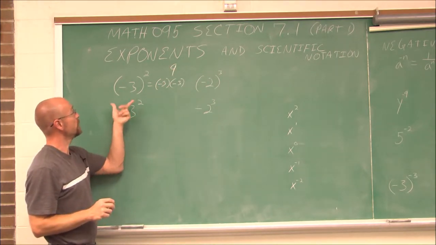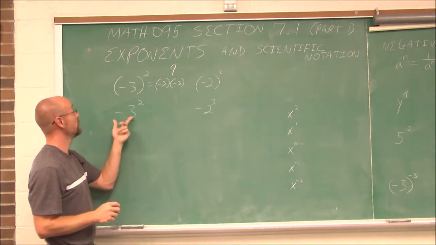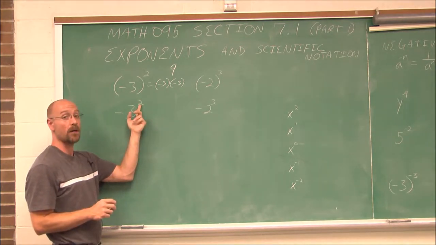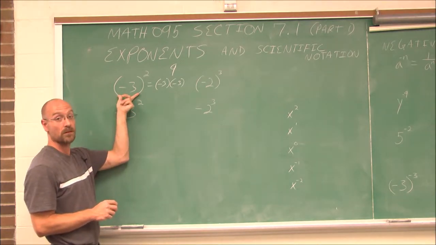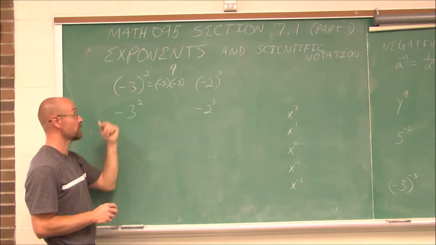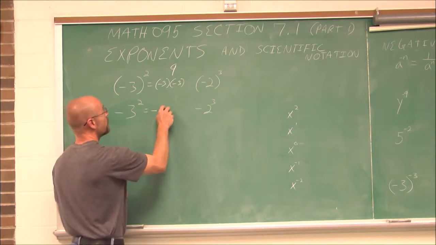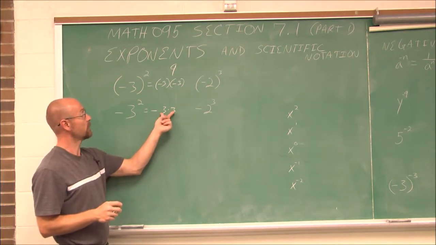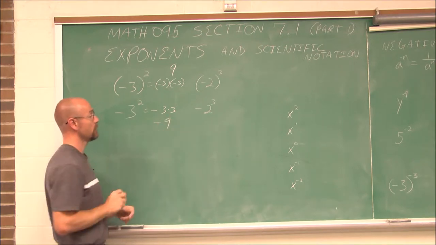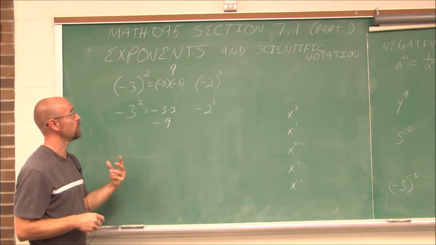Now here, it looks similar, negative 3 squared. But when we have a power, it only applies to what it's adjacent to if there's no grouping symbols. The grouping symbols group these together. So when I look at this, it says a negative 3 times 3. So we would say 3 times 3 is 9, a negative 9. So we have to be careful and watch that when we're dealing with exponents.